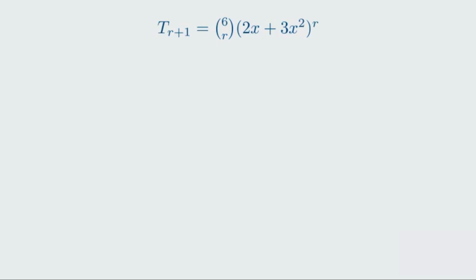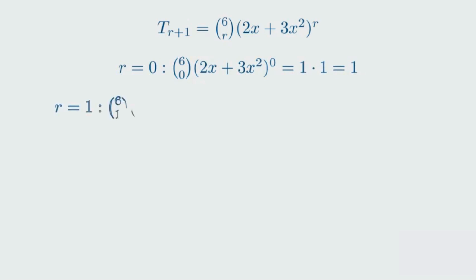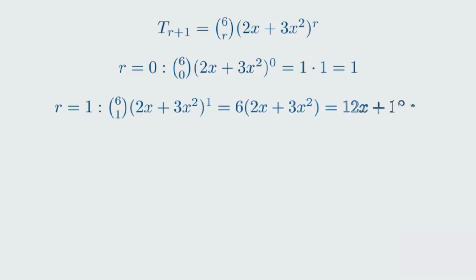Consider r equals 0. The general term becomes 6 choose 0 times (2x plus 3x squared) to the power of 0. Anything to the power of 0 is 1, so we get 1 times 1, which is just 1. This is a constant term, so there is no x cubed term. Next, let's try r equals 1. The term is 6 choose 1 times (2x plus 3x squared) to the power of 1. This simplifies to 6 times (2x plus 3x squared), which equals 12x plus 18x squared. Again, no x cubed term here.